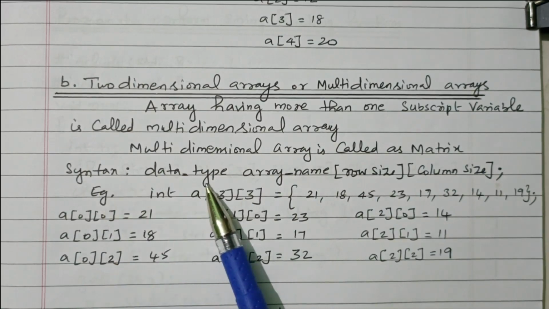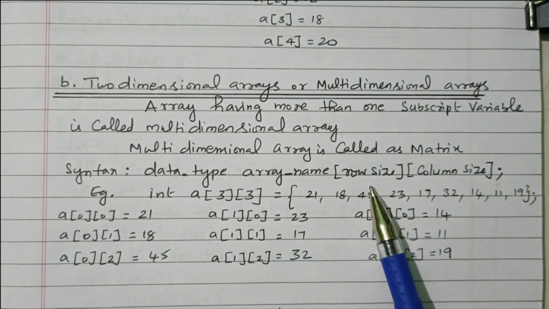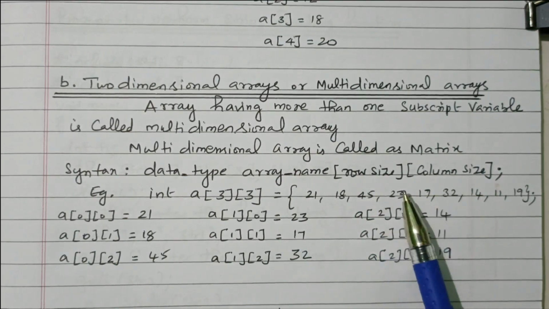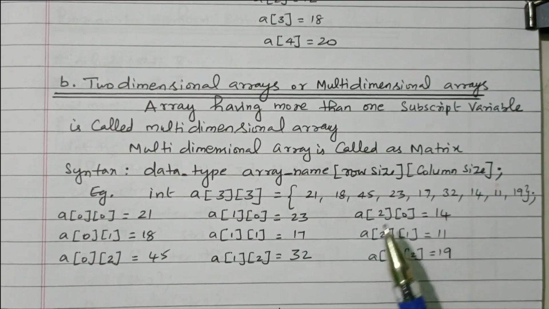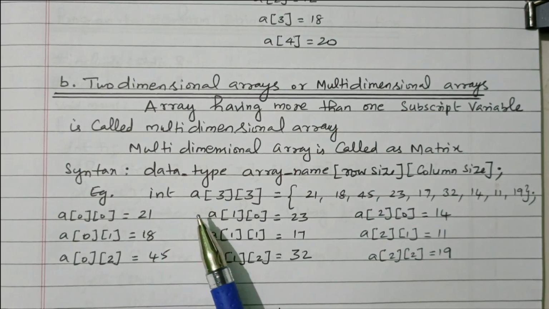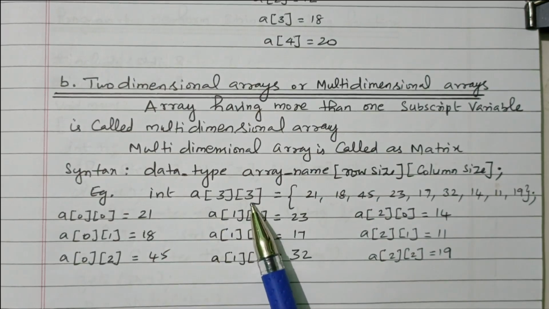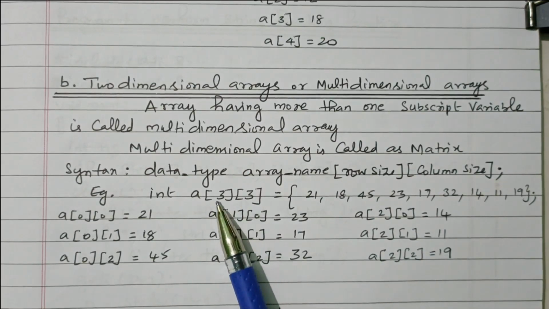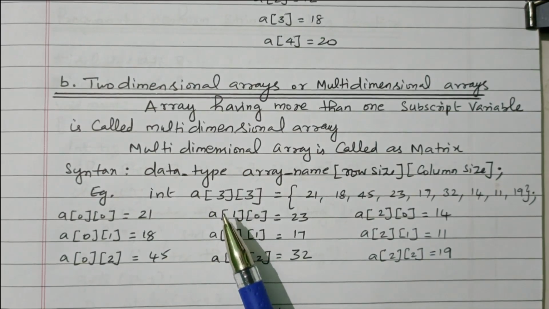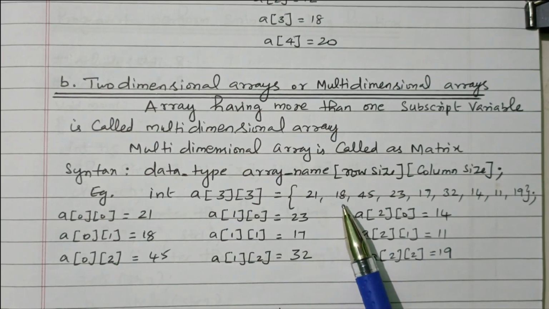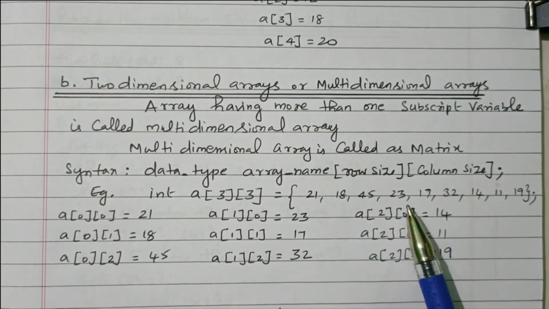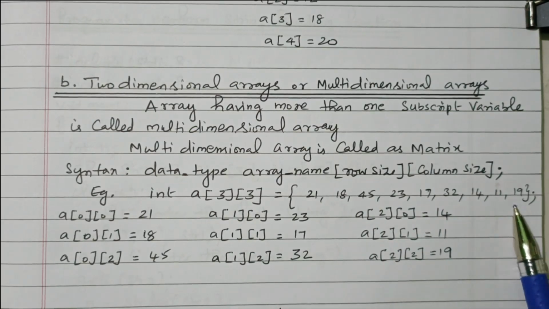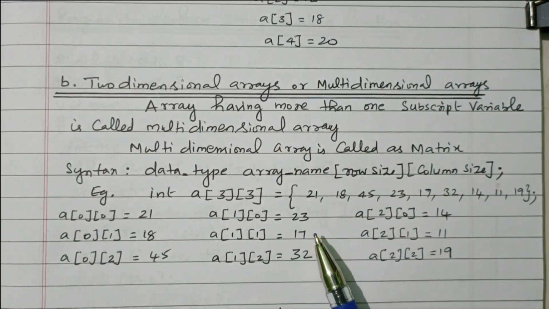The syntax is data type, array name, row size and column size. We have rows and columns, so that comes under the matrix format. The example is int a[3][3]. Row size is 3, column size is 3. So 3 into 3 means 9 elements are available: 21, 18, 45, 23, 17, 32, 14, 11 and 19. So the 9 elements are available.